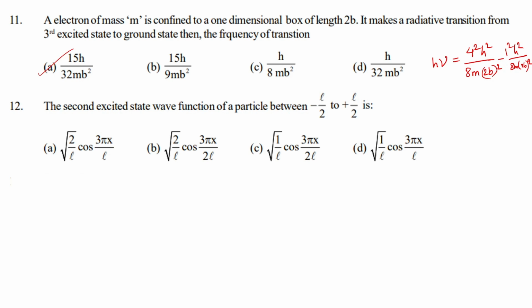The second excited state wave function of a particle between minus L by 2 to plus L by 2. Actually, this is a question we have solved. I don't remember which week's lecture or discussion session, but we have solved the particle in a box wave function when the limit is not from 0 to L but minus L by 2 to plus L by 2. There we have seen that the energy value doesn't really change. The wave function actually changes a little bit.